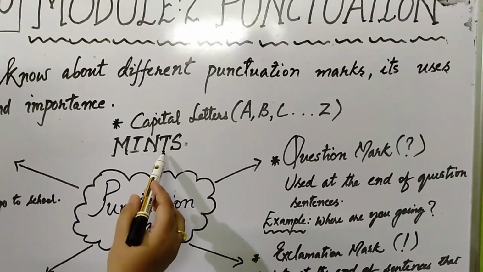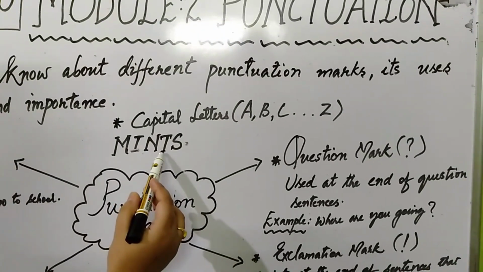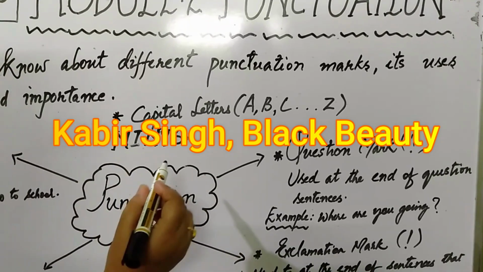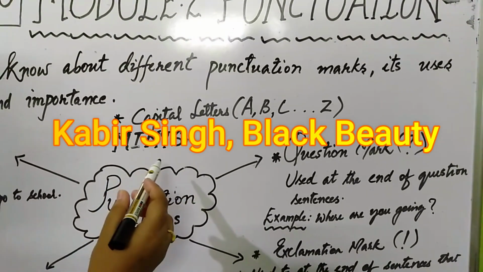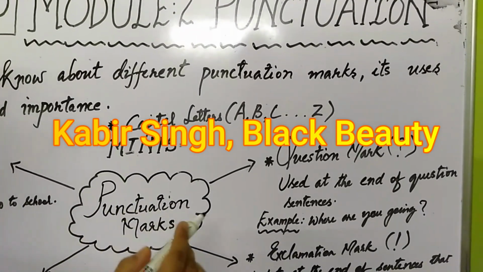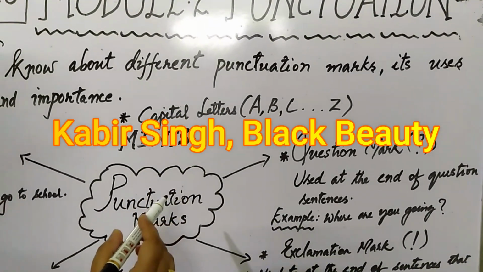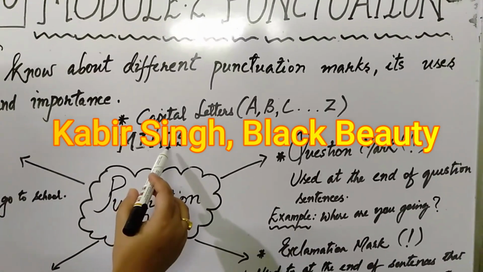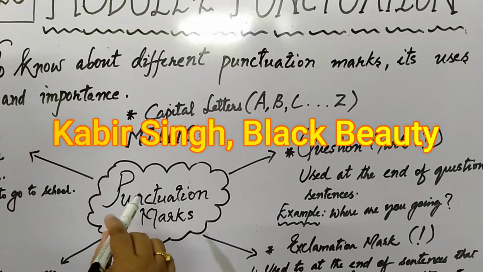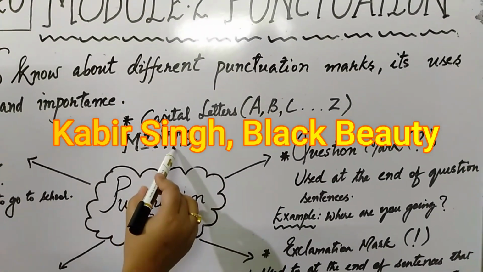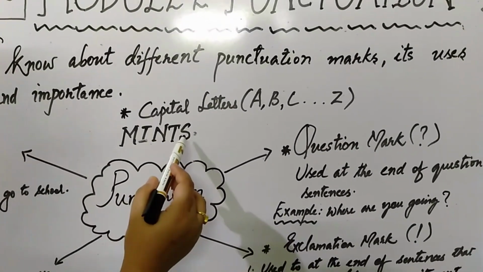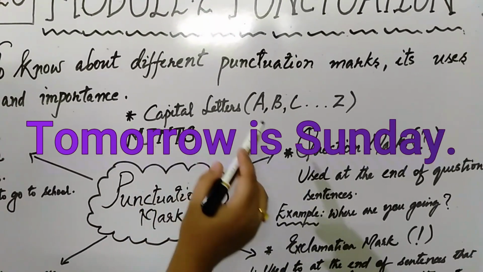Then what does T stand for? T stands for the title of movies. I know many of you are watching movies these days. Have you observed, children, the names of movies never appear in small letters; they always appear in capital letters. And also the titles of books, right? The names of books never appear in small letters either. And the last one is S. S means the start of a sentence.